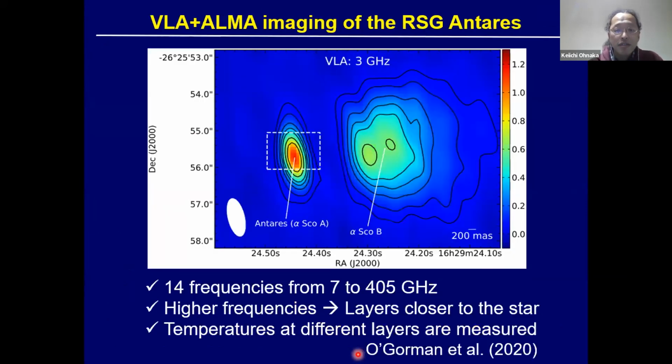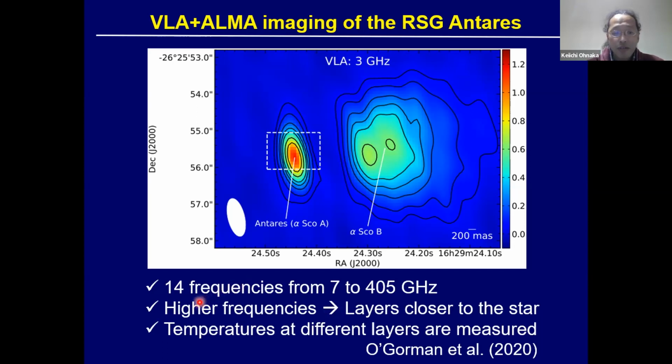Now, what I want to show here is a recent work led by Ogoma et al., which is the VLA and ALMA imaging of the red supergiant Antares. And the idea is, using the multiple frequencies in the radio, we can plot the temperature structures from the photosphere, layers close to the photosphere, to outer atmosphere, and to the innermost circumstellar envelope.